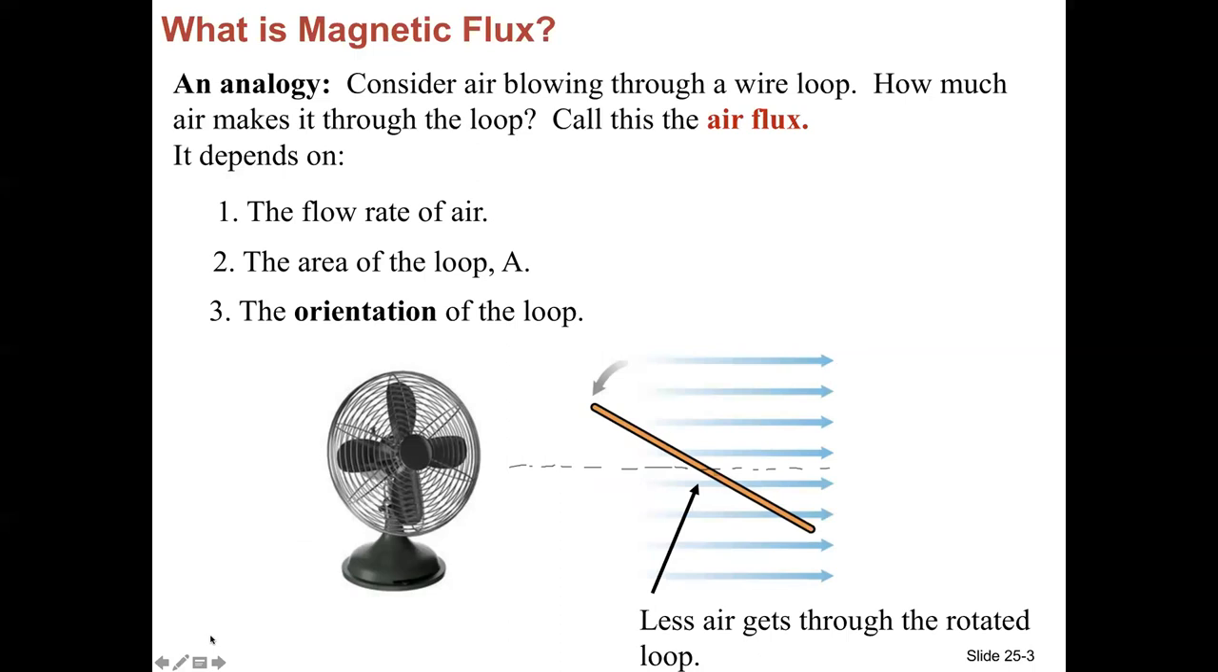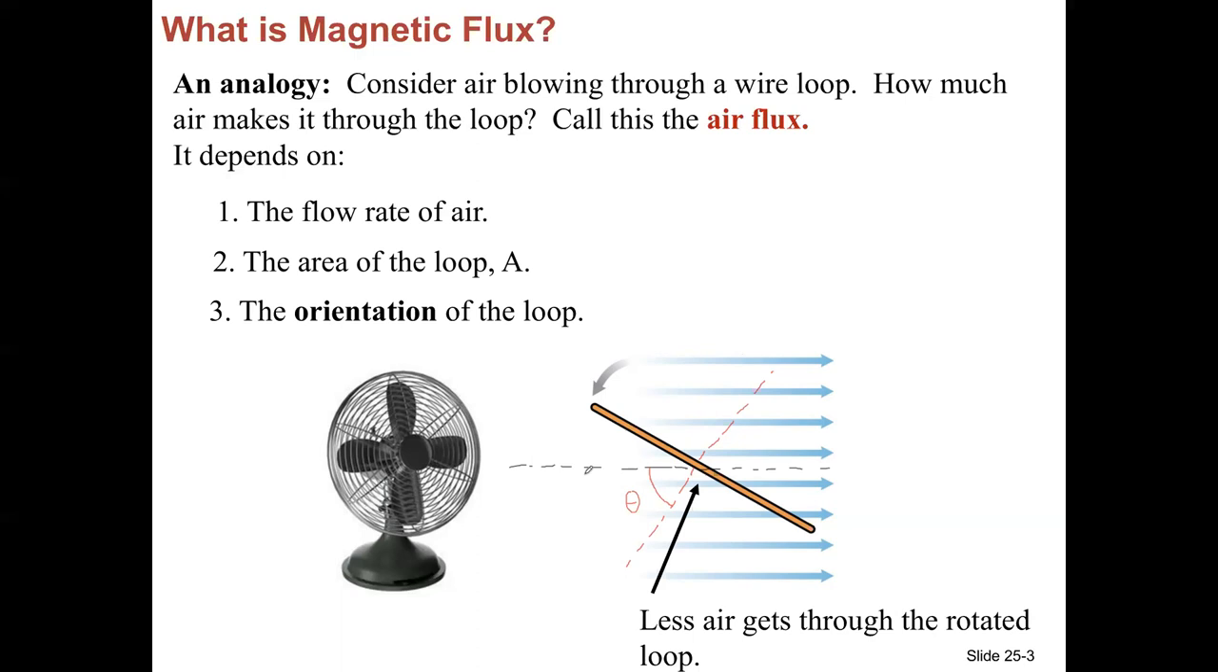And if I draw the new axis of the loop, the way it would point now, I'll draw this in red. It would now look like so, and we could measure the orientation of the loop by the angle we've rotated it. So for instance, here we can measure it using this angle. Call it theta, like we usually do. If theta is zero, the axis of the loop is pointing directly at the fan, and the most air will get through the loop. The bigger theta gets from zero to 90 degrees, the less air gets through, and at 90 degrees, zero air gets through the loop.